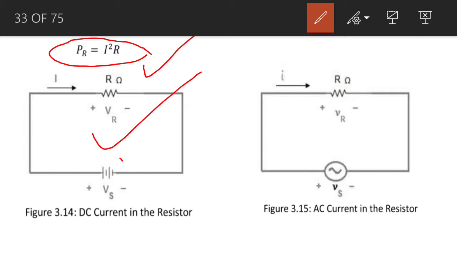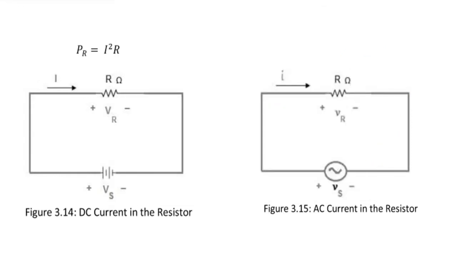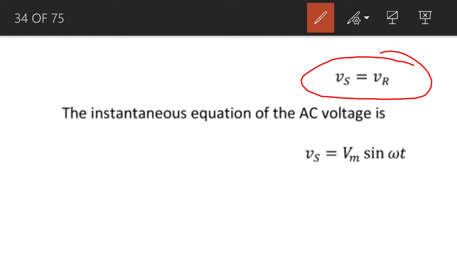So we know the equation for the power which is taken by this resistor from the DC voltage source. And then we consider this particular circuit. We have connected the same resistor across the AC voltage source, and if we apply KVL to this particular circuit, according to KVL, Vs will be equal to Vr. You see, the sum of the voltage rises in this loop will be equal to the sum of the voltage drops. So the voltage across the resistor will be equal to the voltage across the source.